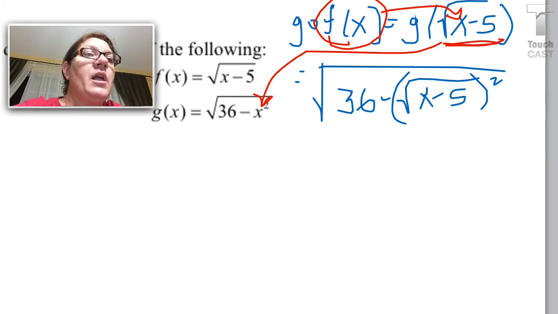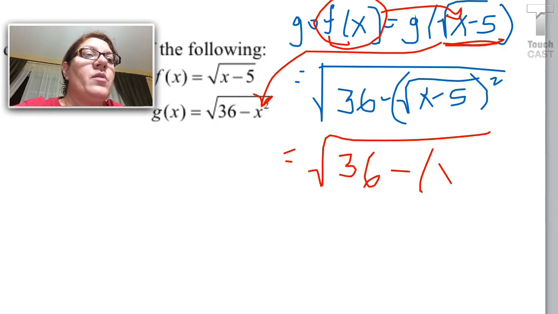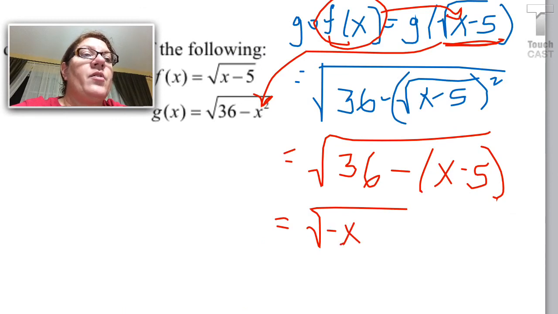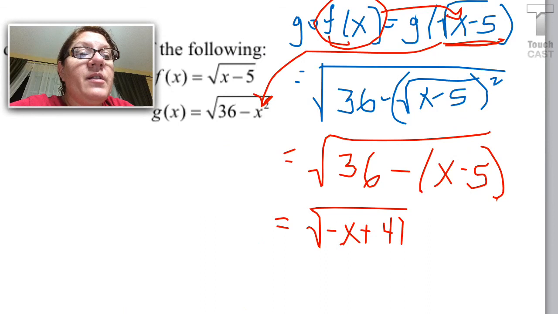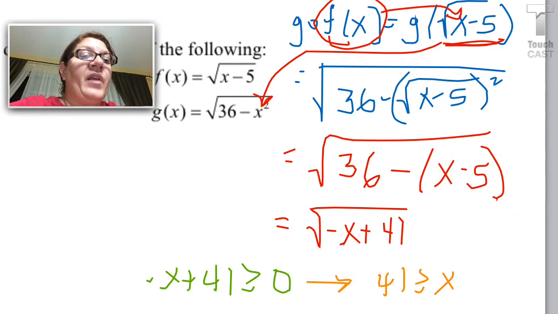And then I go, oh, goody, goody, goody, because when I square a square root, I know that it makes it cancel out. So now I have just the stuff inside. And then I'm going to distribute and combine like terms. So I'm going to have a negative x, and 36 plus 5 is going to give me 41. And I know that the stuff inside that radical must be positive. So when I solve, I get that x is less than or equal to 41.